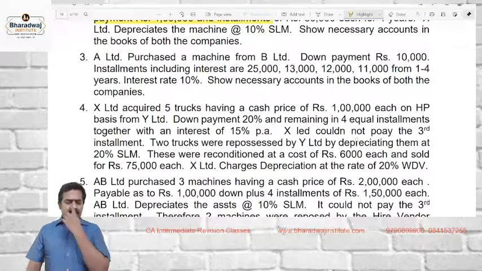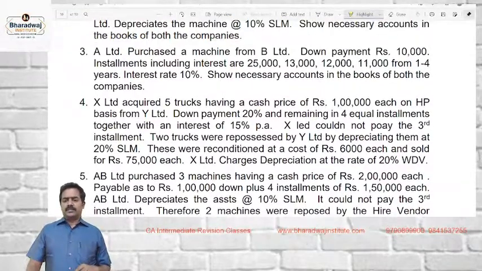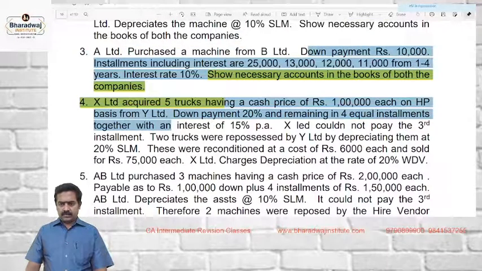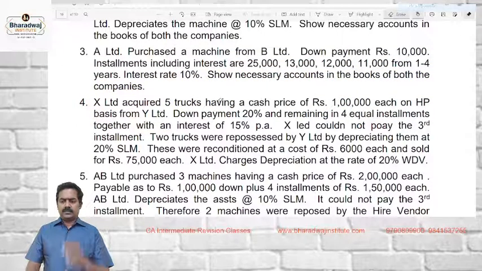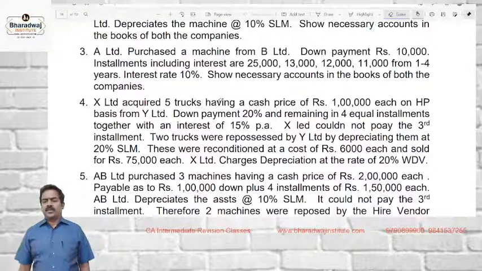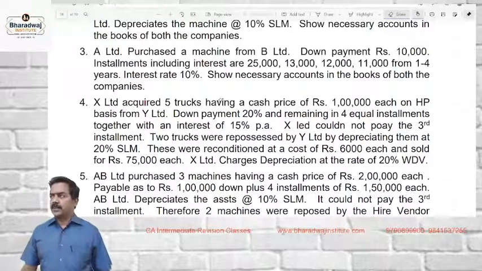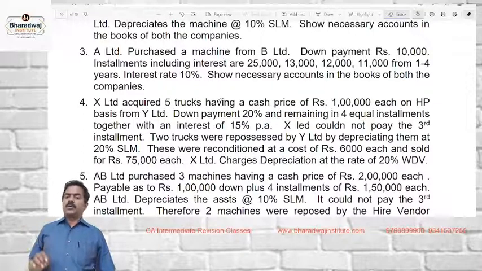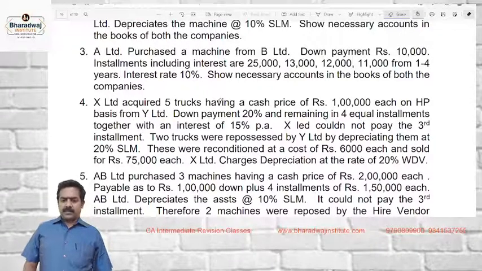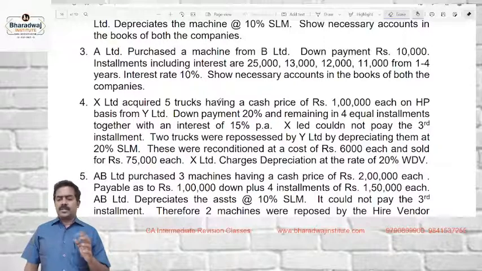Okay, question number 3 next. Question number 3. Read it. A Limited purchased a machine from which company? B Limited. Down payment is how much? 10,000. Installments including interest: 25,000, 13,000, 12,000 and what? 11,000 for 4 years. Interest rate is how much? 10%. Rate of interest is given in the problem. Show necessary accounts in the books.